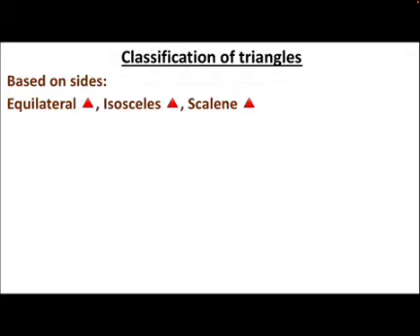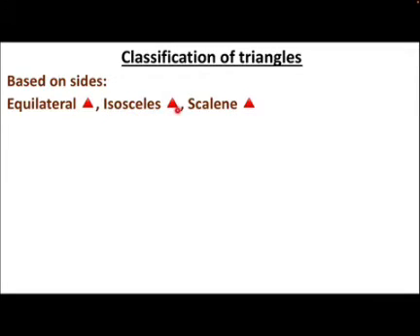Based on the sides, we have 3 types, if you all remember: the equilateral triangle, the isosceles triangle and scalene triangle. Equilateral triangle, isosceles triangle and scalene triangle. What is equilateral triangle? You all remember, children? Equilateral triangle is a triangle in which all the 3 sides are equal. All the 3 sides have the same measurement. That triangle is called equilateral triangle.